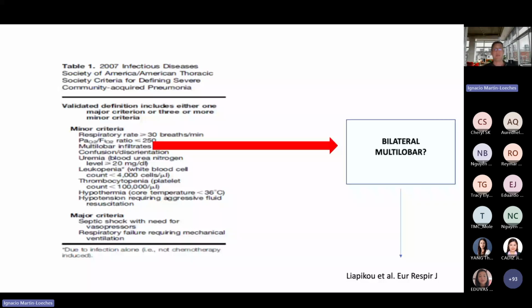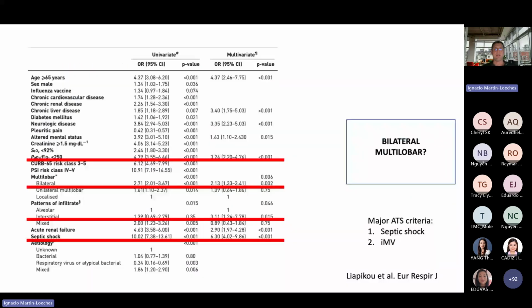For that reason, I put here this study that was showing, when analyzing all the minor criteria, that the presence of bilateral infiltrates, using alveolar and interstitial, had the highest odds ratio, so it is associated with the highest mortality in patients with severe community-acquired pneumonia.